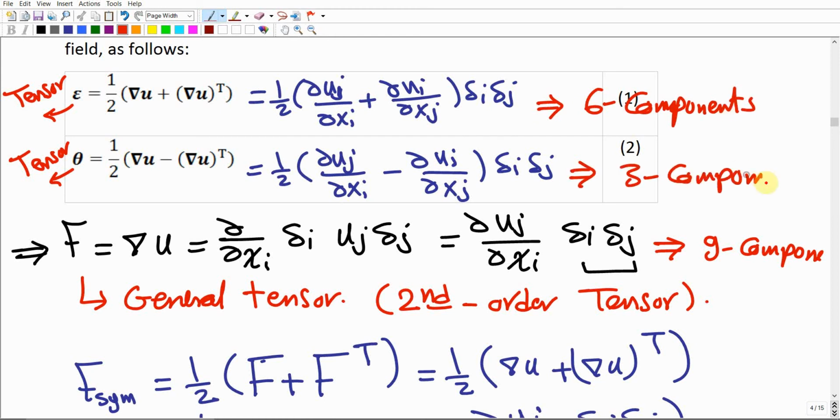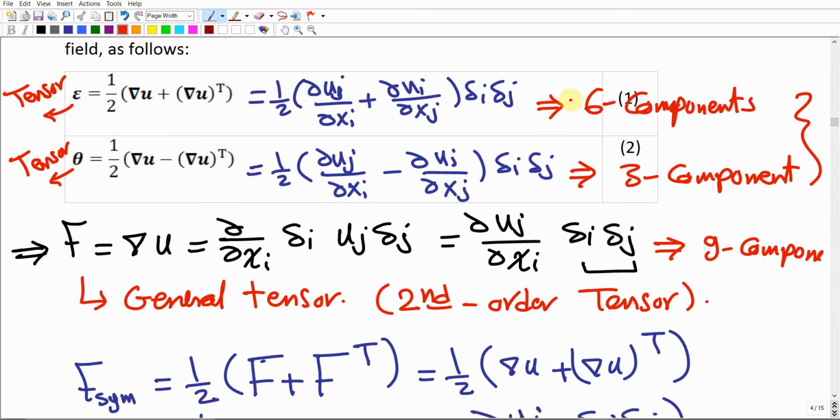If you remember, we said that any symmetric tensor has 6 components. Any skew symmetric tensor, because this is a skew symmetric tensor, has only 3 components, because the diagonal of the skew symmetric tensor is 0, and the off diagonal components are identical but of different signs. A general tensor has 9 components. So if we combine 6 plus 3, this is going to give us the 9 components of the deformation tensor.